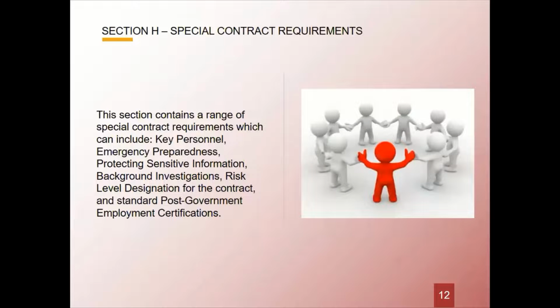Section H, your special contract requirements. This section contains a range of special contract requirements, which can include your key personnel, emergency preparedness, protecting sensitive information, background investigations, risk level designation for the contract, and standard post-government employment certifications. We will talk about these items in the next couple of slides.